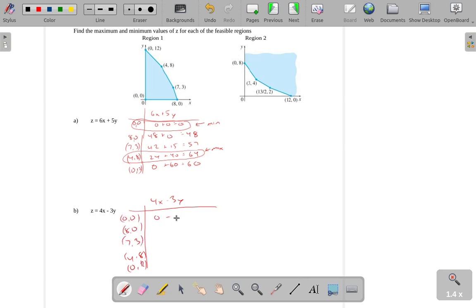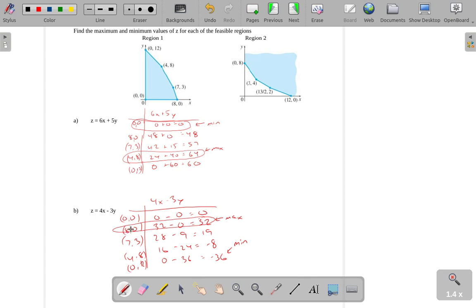First we get 0 minus 0 is 0. We get 32 minus 0, which is 32. 28 minus 9, which is 19. 16 minus 24, which is negative 8. And 0 minus 36, which is negative 36. So our minimum right here is the negative 36. That's the largest negative number. And it looks like this one is our maximum. Alright, so that's our minimum.